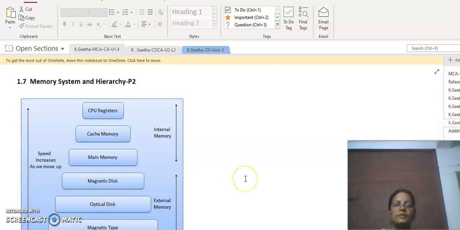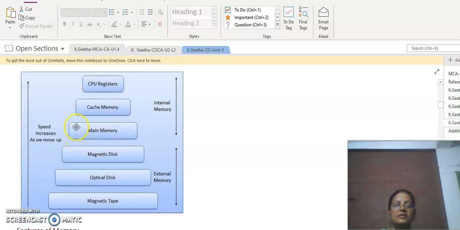Hello everyone. In this session we will continue our discussion of memory system and hierarchy. Already we have discussed how the different levels of memory are organized, what is the need for the different levels, and how the cost, speed, and size vary for different levels. Of course, the same thing is repeated here.